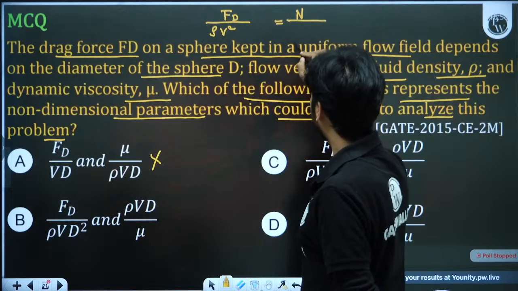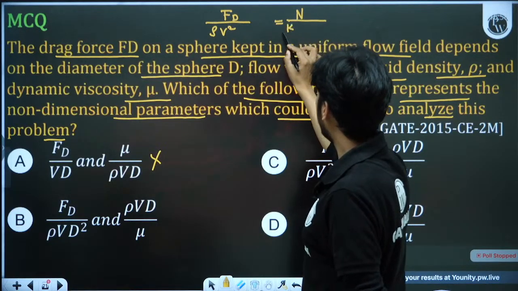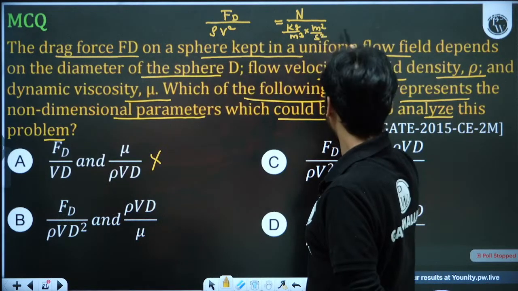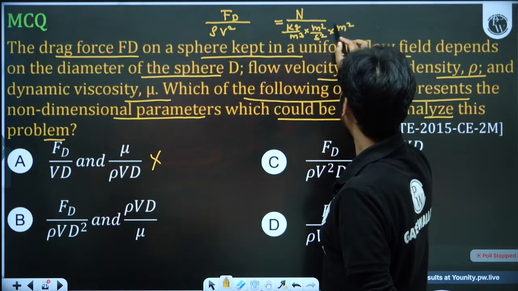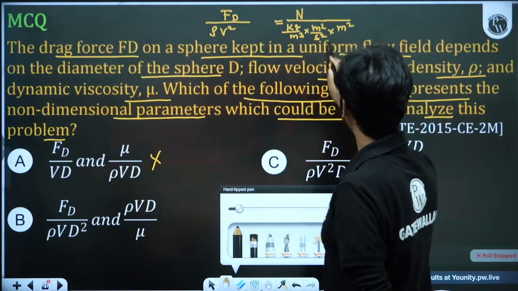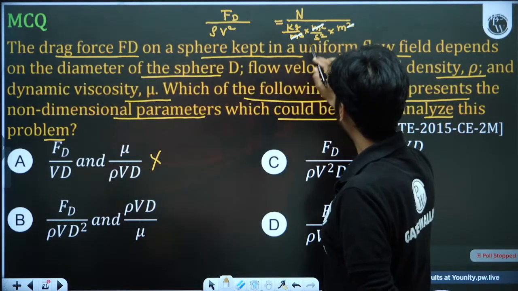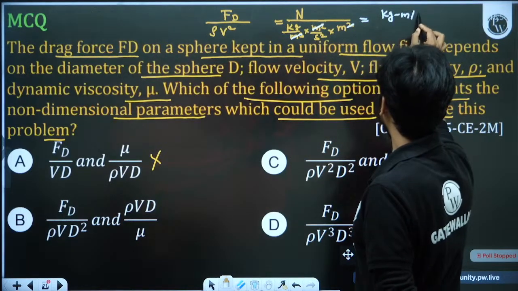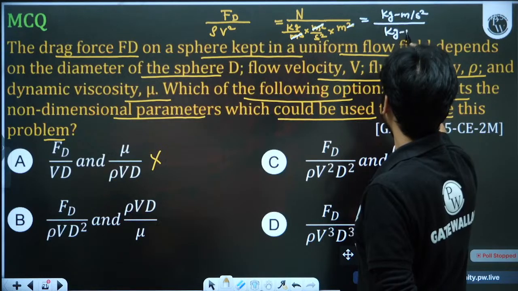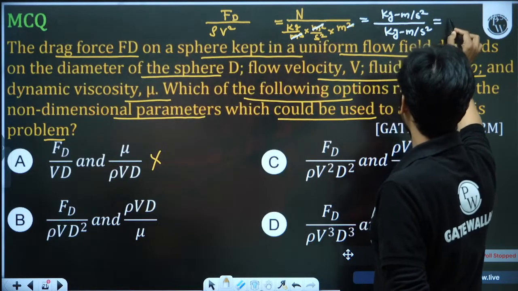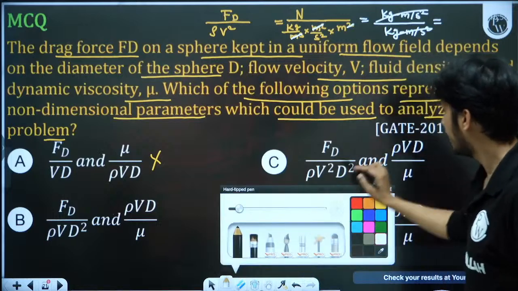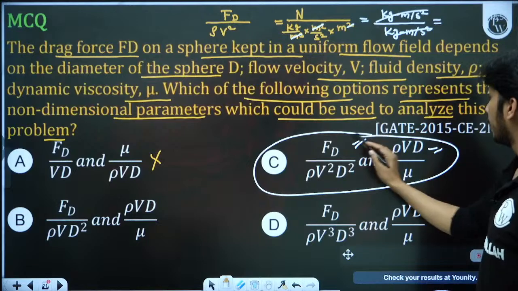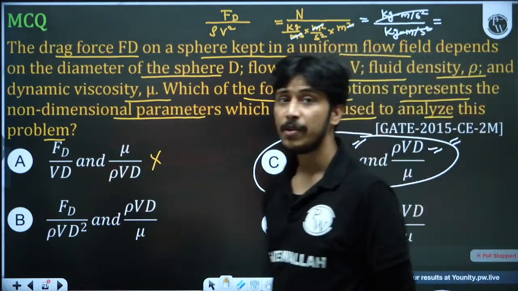So kilogram per meter cube into meter square upon second square into d square. d square is again meter square, so it will be meter to the power 4, and this will cancel out with the meter cube. So kilogram meter per second square. Newton is also kilogram meter per second square. So this is dimensionless, no dimension. So this is correct. Rho V d by mu is Reynolds number, again dimensionless. So this is the correct answer. CD is drag coefficient, but that is not dimensionless.